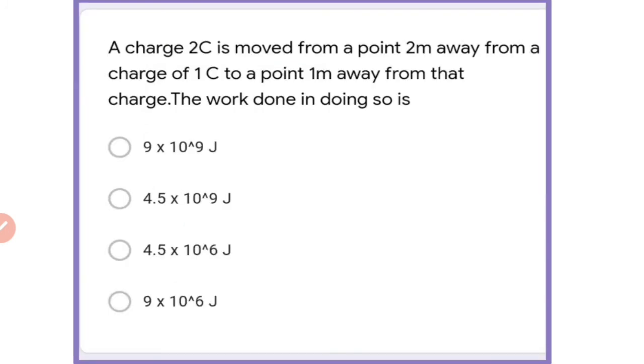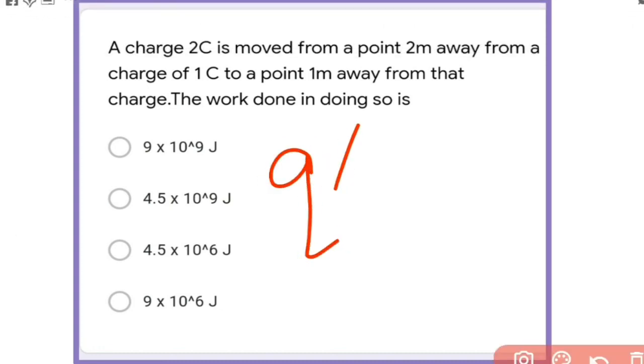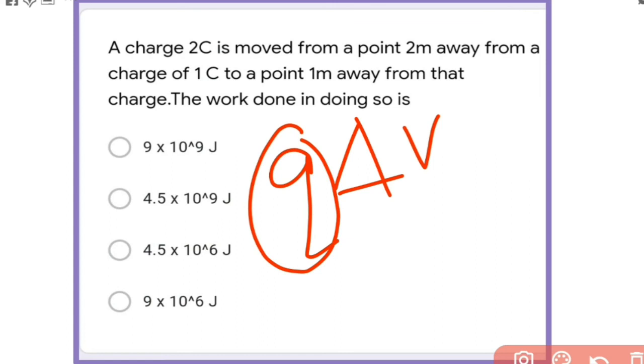Now next one, a charge 2 coulomb is moved from a point 2 meter away from a charge of 1 coulomb to a point 1 meter away from that charge. The work done in doing so is. So charge 2 coulomb is moved. So which equation we have to use here? It is also Q delta V. So you can find delta V, change in potential, and find the work done. So the charge Q here, it is what? 2 coulomb. Okay. Then when you find the potential, that charge is which one? 1 coulomb. So don't make confusion.